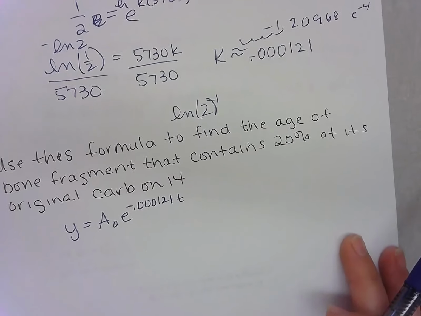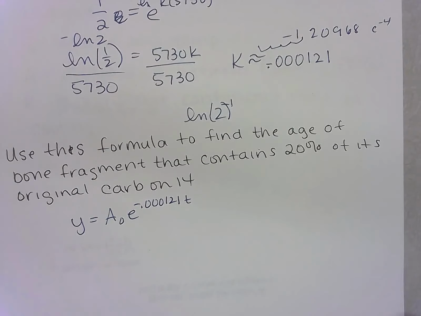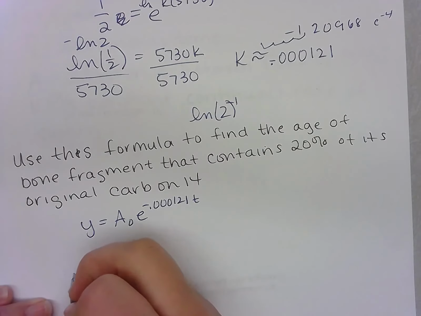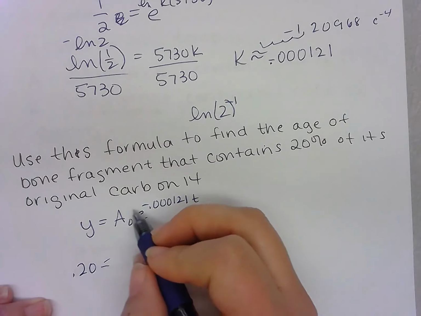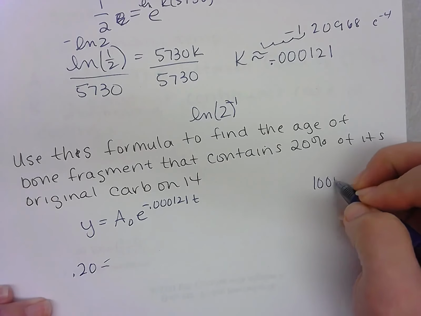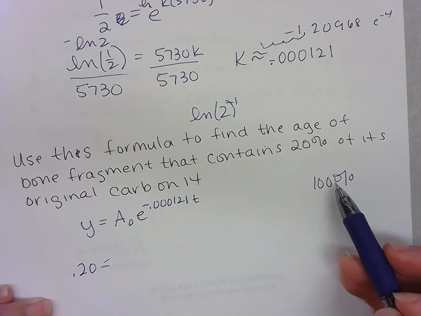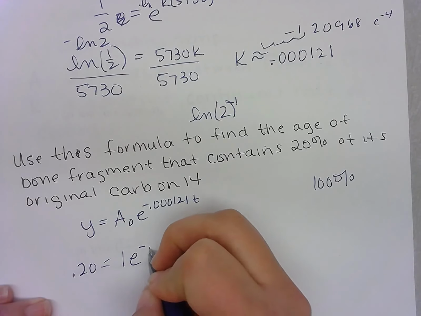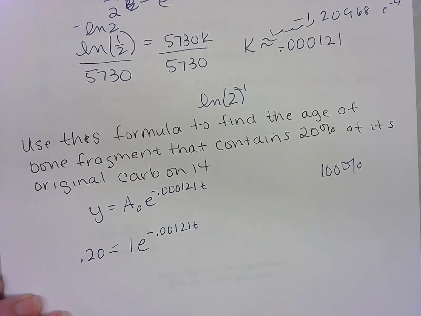Okay, so let's use this next part. Use the formula to find the age of a bone fragment that contains 20% of its original carbon. If this is 20%, then we want to think of this as 0.20 that's left. If we're talking percentage, then a naught is 100% of the original, because that's how much was in the original. As a decimal, that's just 1. So we can use 1 times e to the negative 0.000121t, and really, I can just drop the 1.